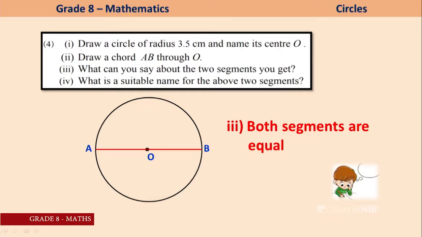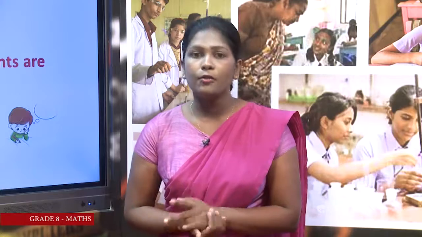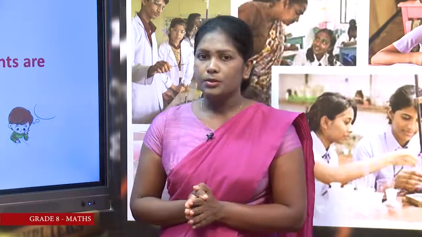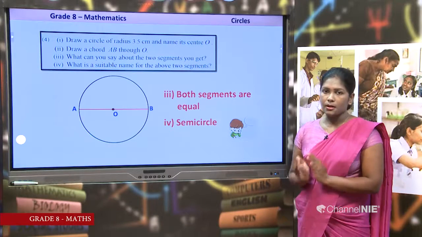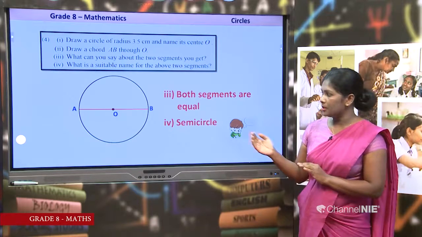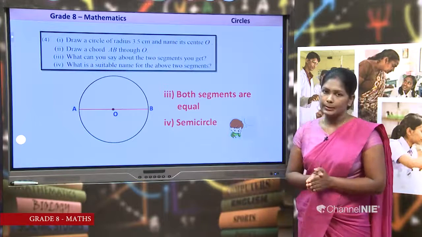Okay, children, then last question. What is the suitable name for the 2 segments? Both segments are equal. Then you can call this a semicircle. The semicircle means the half of the circle. Here, now you can see there are 2 equal segments. So, you can call this one part, that means the one region is named as semicircle.